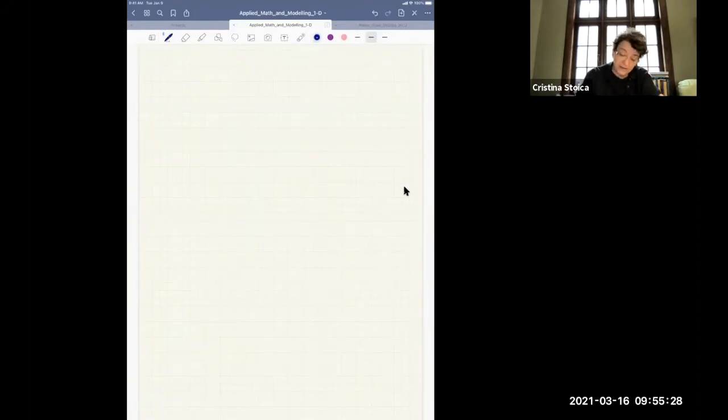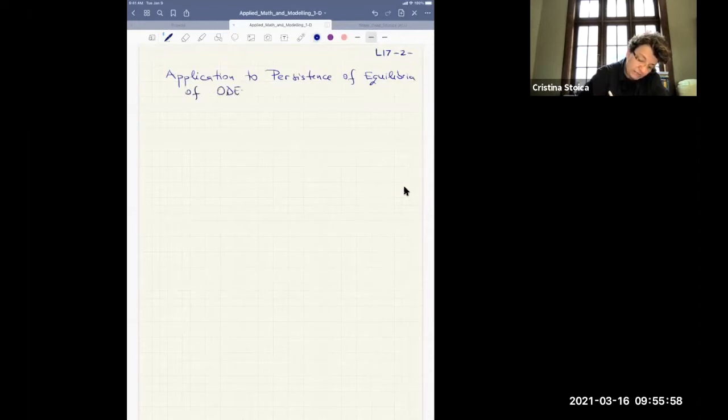So now we're going to apply this theorem to persistence of equilibria in ODEs with parameters, especially with one parameter. Application to persistence of equilibria of ODEs with parameters. So there you go. Example.